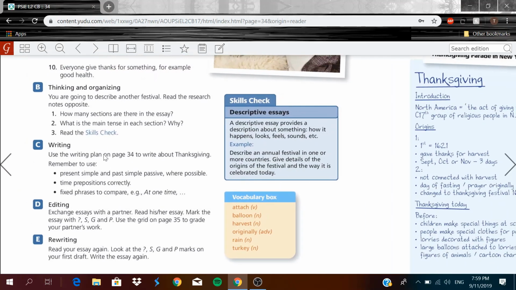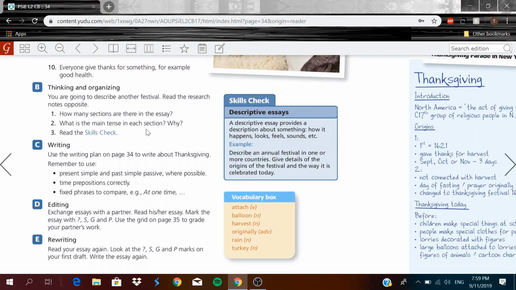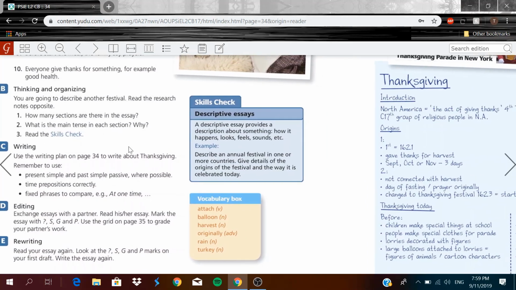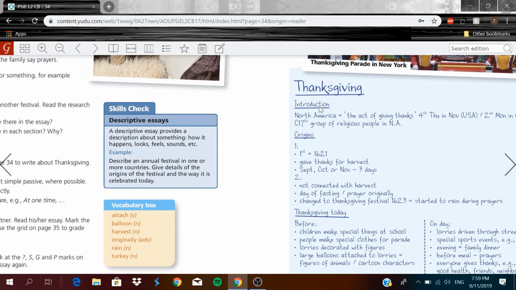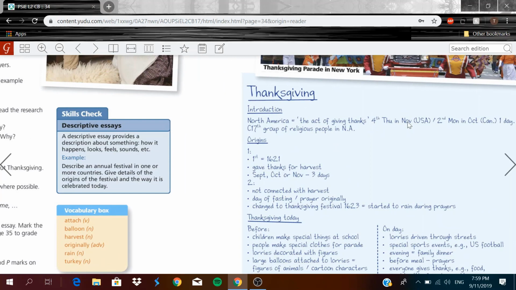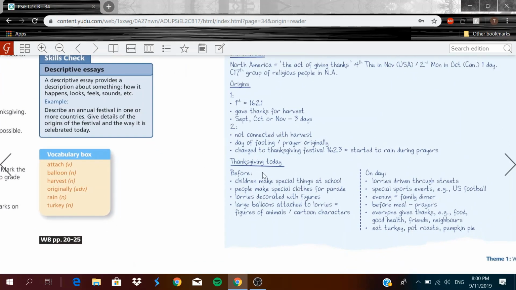Now, let's go to number 2. What is the main tense in each section? And why? So for the first section, it's present, right? We're talking about the present because it's general facts, right? I'm not going to talk in the past about general facts. And for the second section, origins, now I'm talking about the past here because it's the origins. It's literally the past, okay? And finally we have the third section, Thanksgiving today. It's present because we're giving routines and certain rituals of the festival, okay?